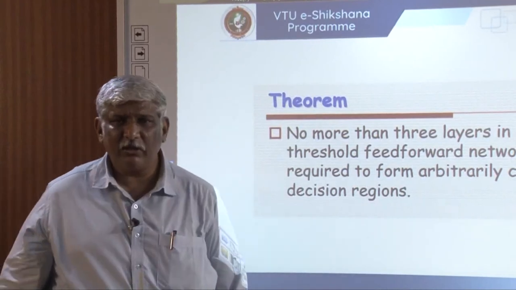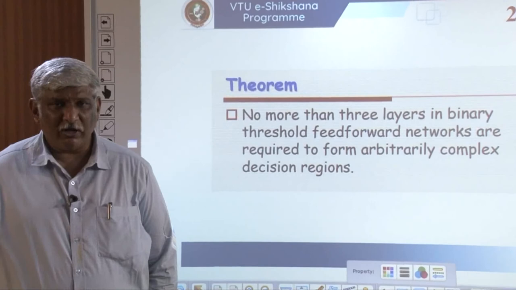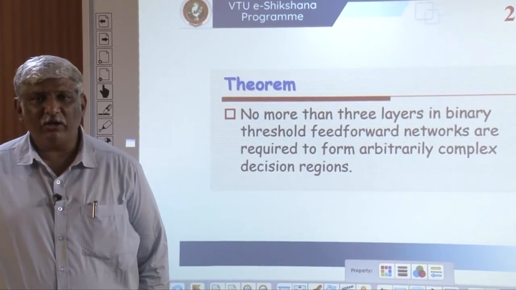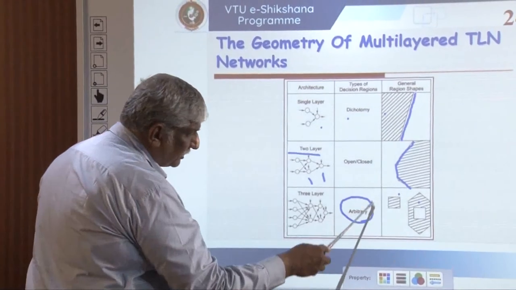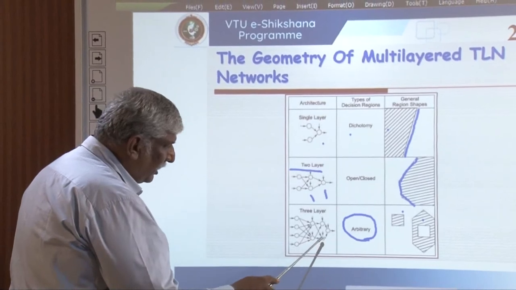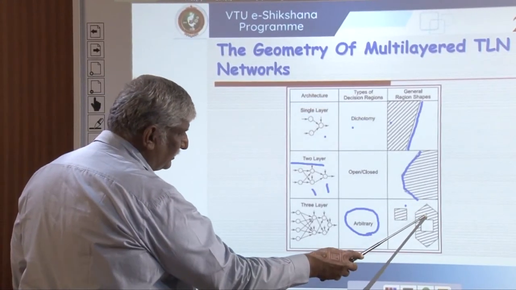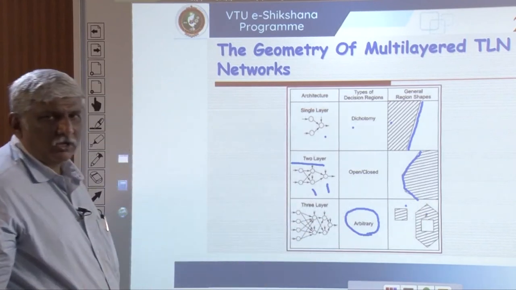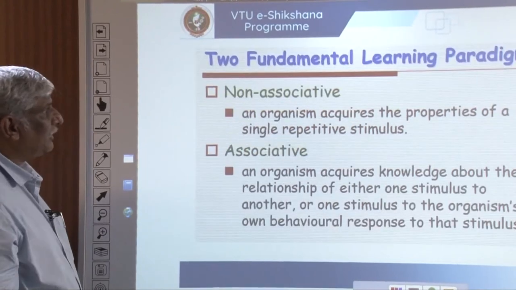So what is the theorem here? No more than three layers in the binary threshold feed-forward network are required to form arbitrarily complex decision regions. So whatever the complex decision region may be, I can manage with just three layers. The only point is that there should be only two classifications, category 1 and category 2. Yes, this is the theorem.